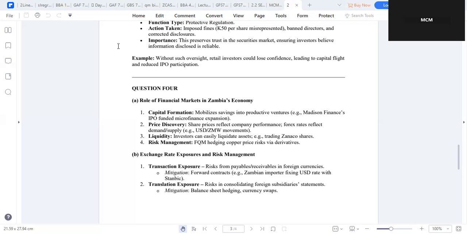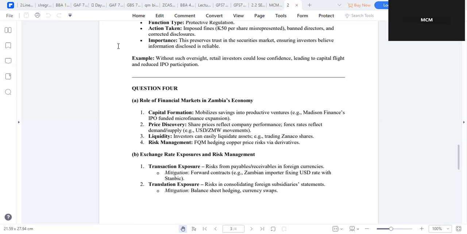Then also exchange rate exposures and risk management, like I mentioned. So businesses in Zambia, especially those that engage in international trade or those that maintain foreign operations, are inevitably exposed to fluctuations in these exchange rates. So understanding these exposures and employing appropriate risk management strategies is very important to protect profitability.